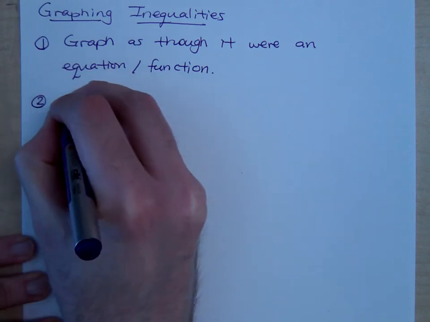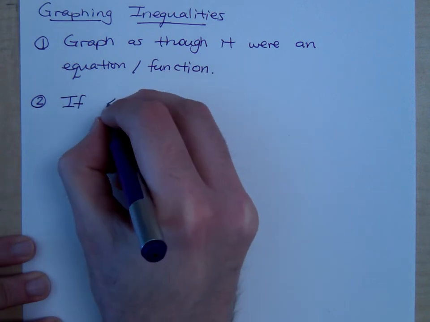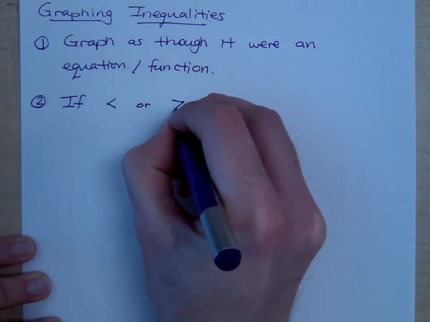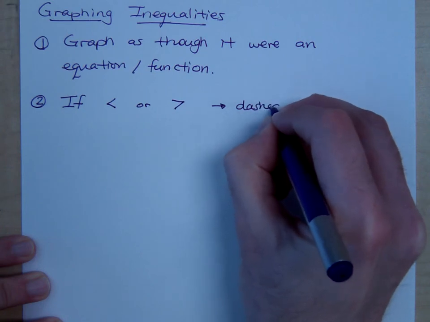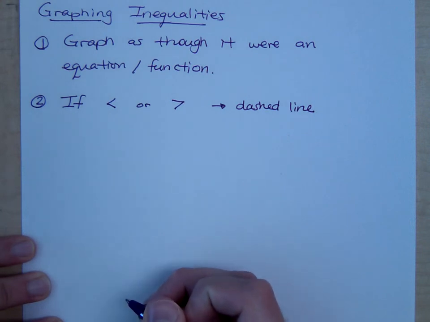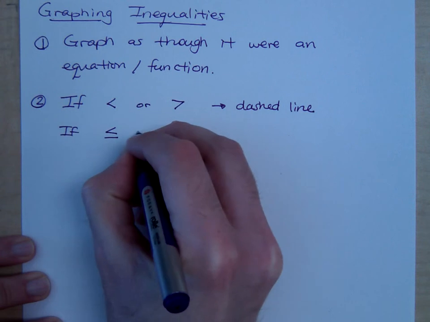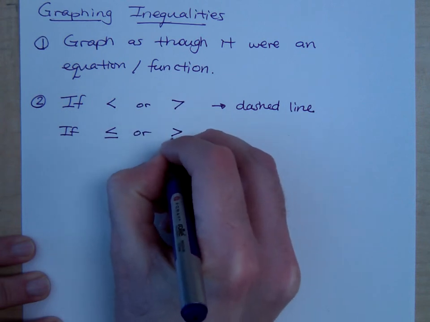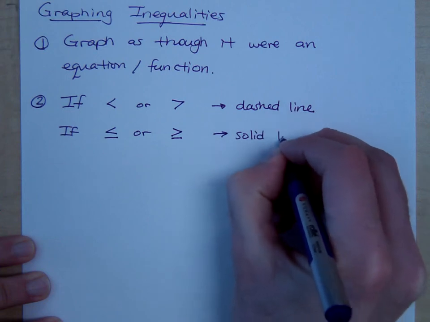After you do that, pay attention to the inequality symbol. If it's less than or if it's greater than, then that means you're going to have a dashed line. You don't get to have a solid line. However, if it's less than or equal to or greater than or equal to, then you will have a solid line.